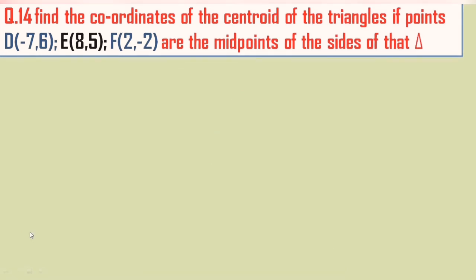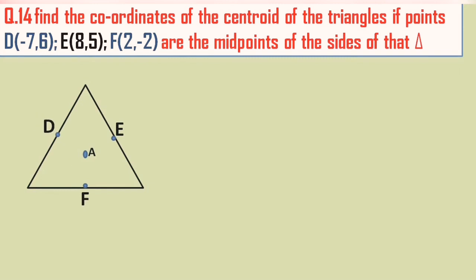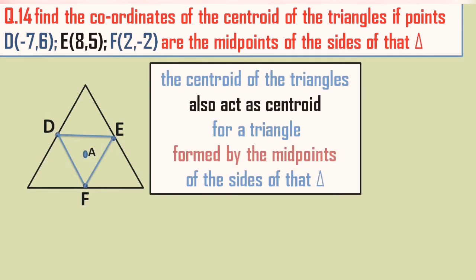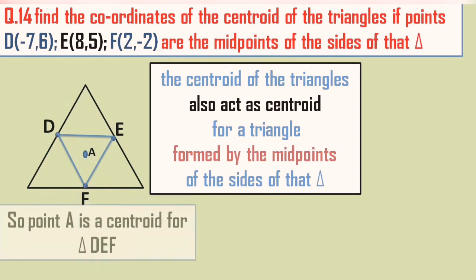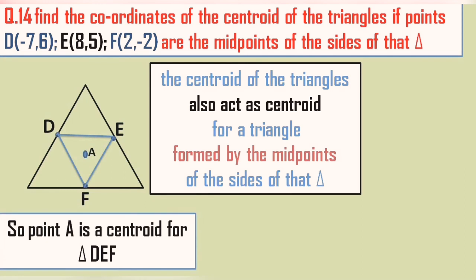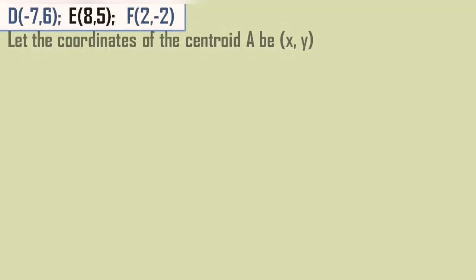To understand the question more properly, consider a triangle. Let A be the centroid of the triangle, and these are the midpoints of the sides, D, E, F. Now if you join these midpoints, we get a new triangle, and to our surprise, the centroid of the main triangle also acts as the centroid for this newly formed triangle made with the help of the midpoints of those sides. So we can say point A is the centroid for triangle DEF also. And now I can find the coordinates of the centroid by using the centroid formula simply.